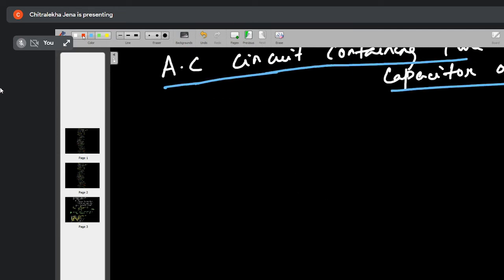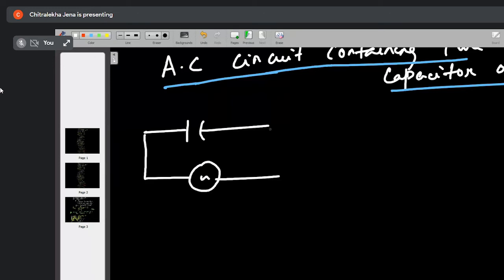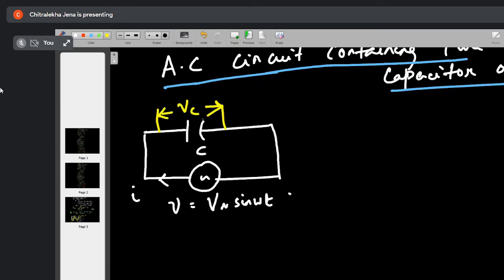You take a capacitor, this one I have to complete. Take a capacitor and we will provide an AC supply. Okay, so this is your V, that is equal to Vm sine omega t. This is your current waveform. This is my capacitor. Voltage across the capacitor is your Vc.